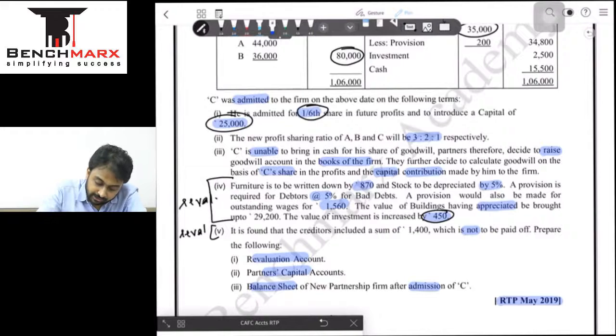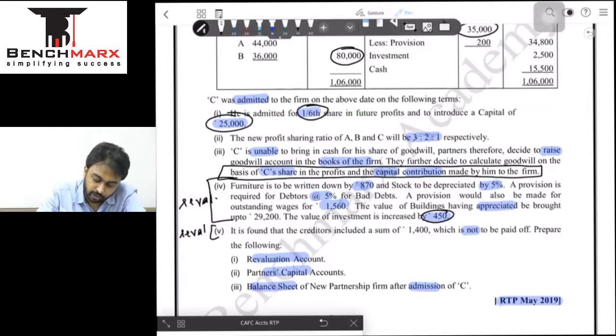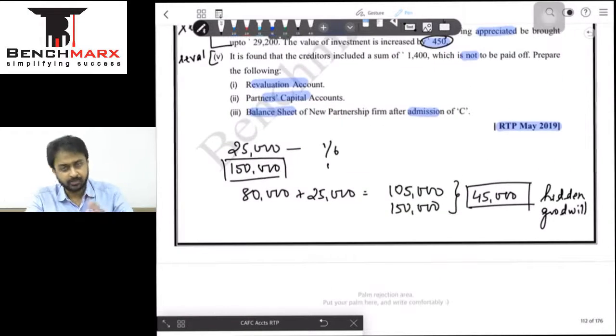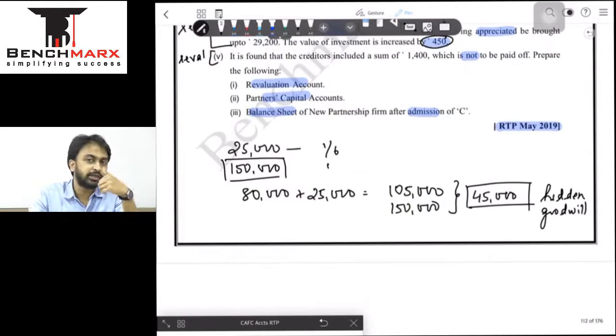Compute on the basis of this line, on the basis of C's share in the profits and the capital contribution made by him. This is the basis on which we have computed goodwill, and therefore we have valued goodwill as 45,000. Simply raise 45,000 in the old PSR. Write off नहीं, यहाँ पे तो सिर्फ raise करना है. So raise का entry is going to be goodwill account debit to old partners in the old PSR.